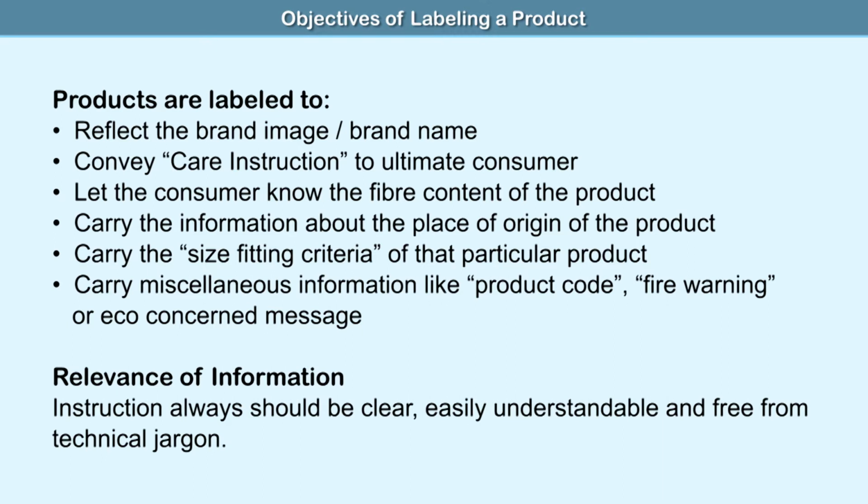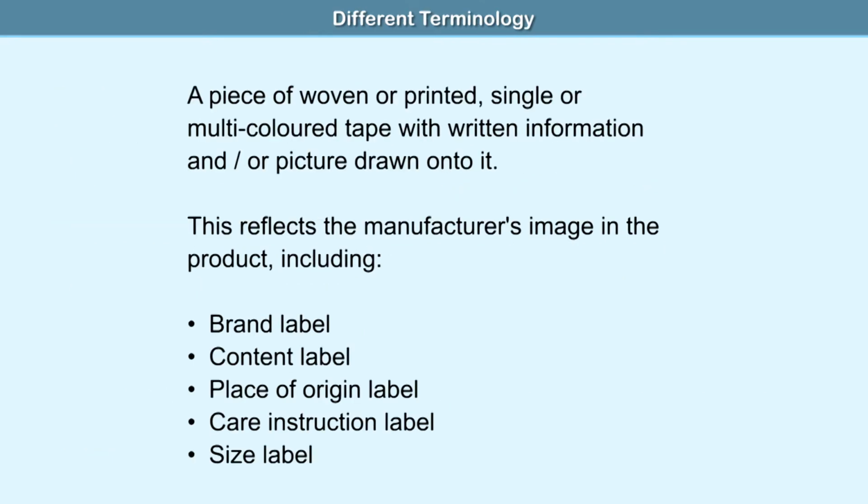Regarding the relevance of information, the information given on the labels should be clear, easily understandable, and free from any kind of technical jargon so that the customer can understand it in easy language. There are different terminologies which are used for labeling a product. Basically, a piece of woven or printed single or multicolored tape with written information and or a picture drawn onto it is known as a label.